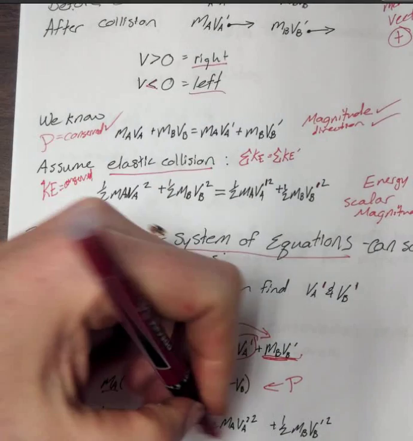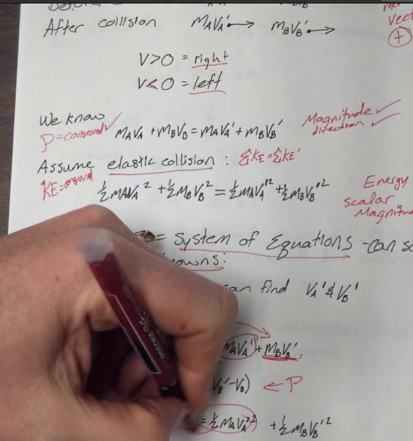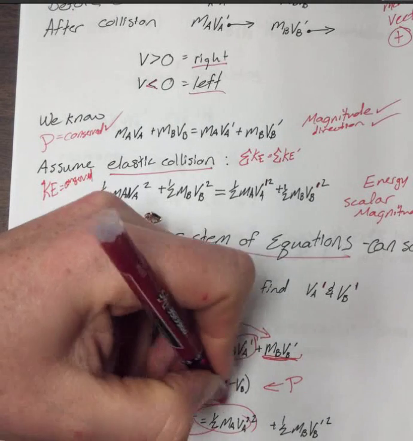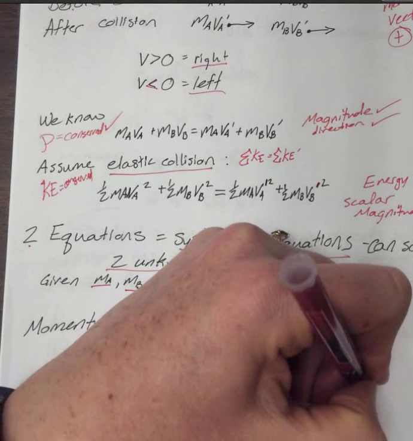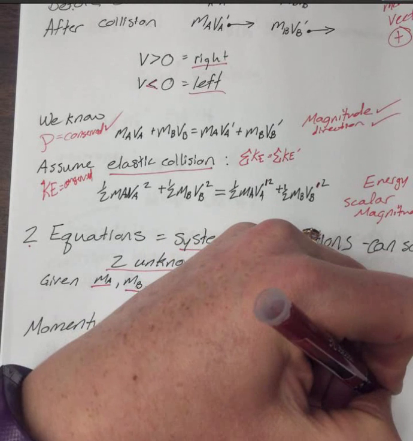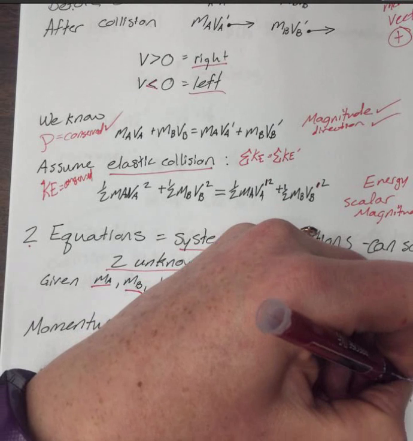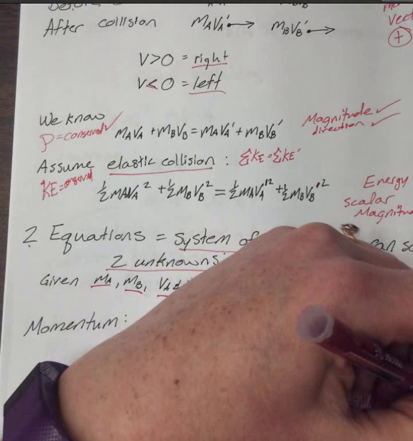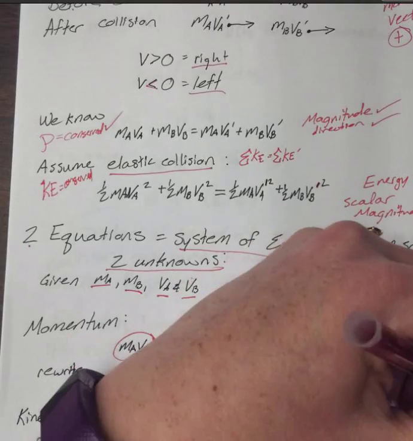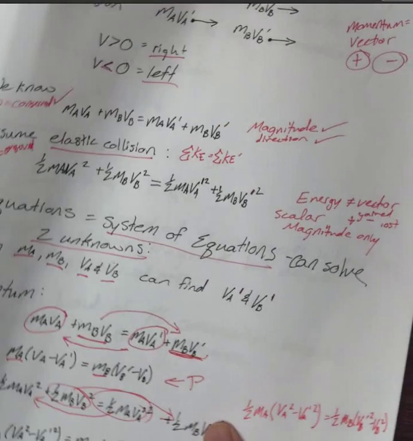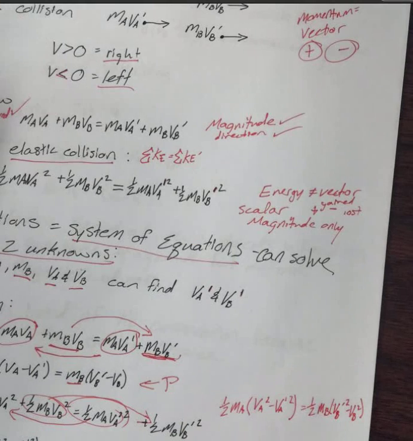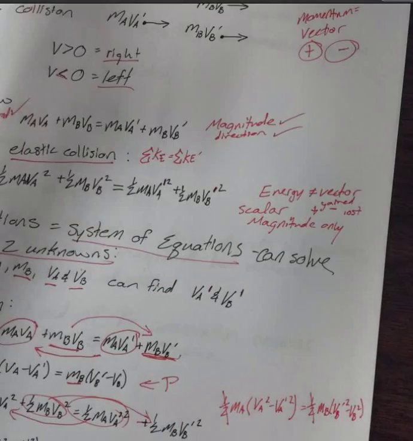We're going to move A's over here and B's over here. And when we do that, we get 1/2 MA times VA squared minus VA prime squared equals 1/2 MB times VB prime squared minus VB squared. So I'm going to bring you over here to see that. And what you're going to notice is that there's a striking similarity between the two equations, and you can get rid of the 1/2 term.